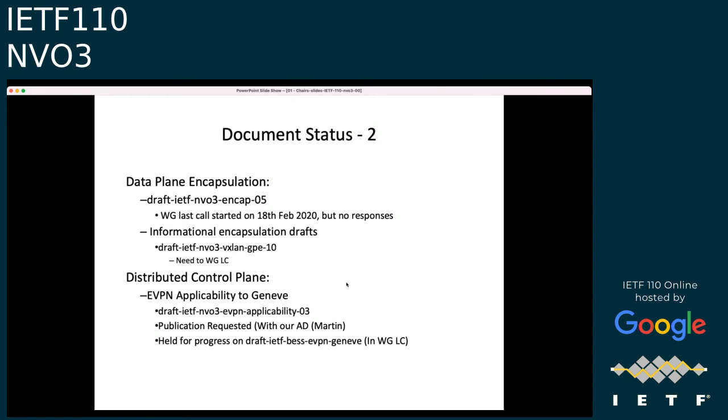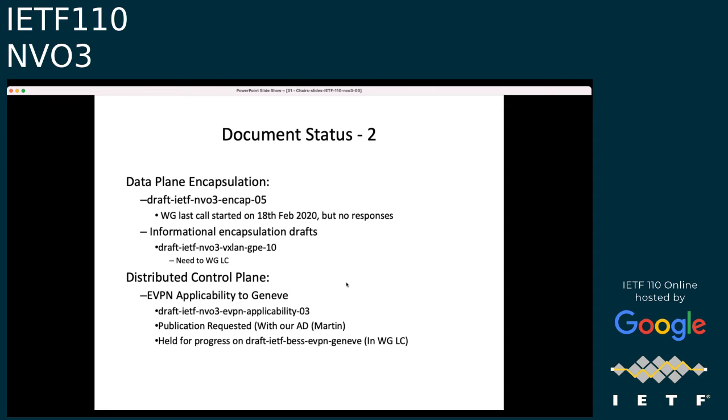But obviously we can't move forward without sufficient review from the working group and consensus that this is actually something that the community is interested in. So I think probably the way forward is to run another working group last call, but we would obviously like to see much better buy-in from the working group on progressing with this. I think the editors have also not been so active on this as well.